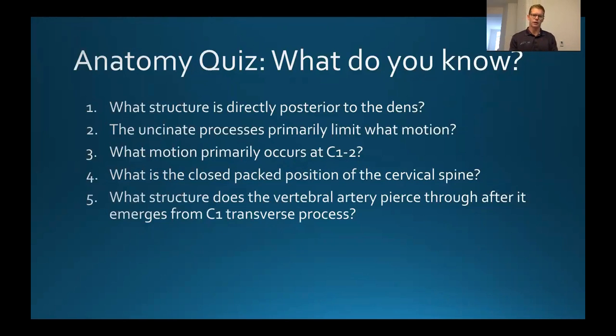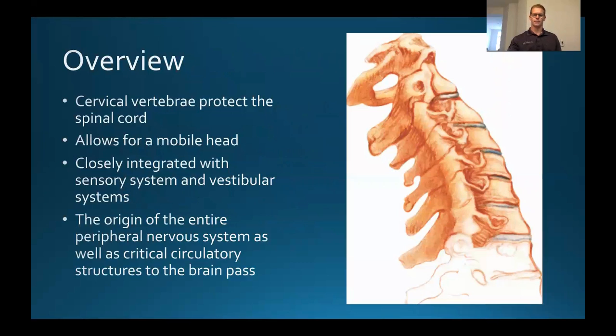And question number 5, the final question. What structure does the vertebral artery pierce through after it emerges from the C1 transverse process? And that is going to be the posterior OA membrane. And that's important because really it's more for regional anatomy purposes. It's important to know that the vertebral artery passes through the posterior OA membrane. It's right by the C1 nerve. It's just in front of the occipital triangle. So understanding that association is going to be really important.